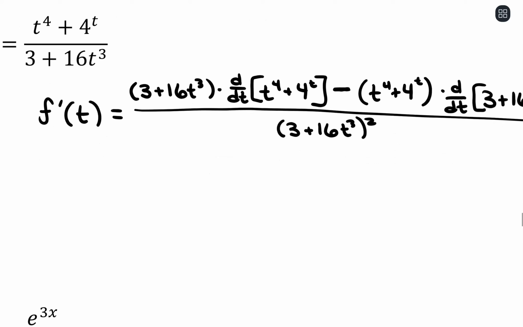All right, let's take some derivatives. So we have 3 plus 16t cubed, that's going to stay there. Taking the derivative of t to the fourth plus 4 to the t. So we have addition, so we can find these derivatives separately. The derivative of t to the fourth is 4t cubed. And then we're adding the derivative of 4 to the t.